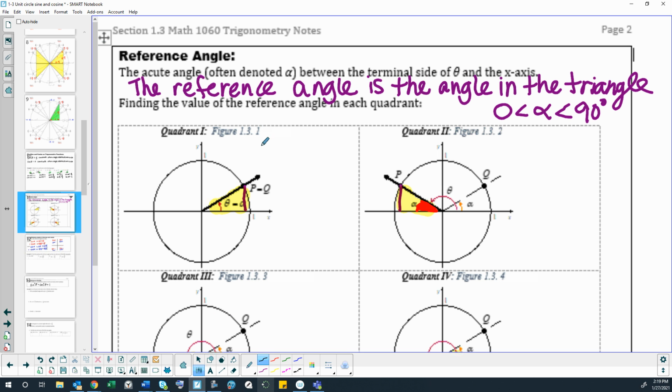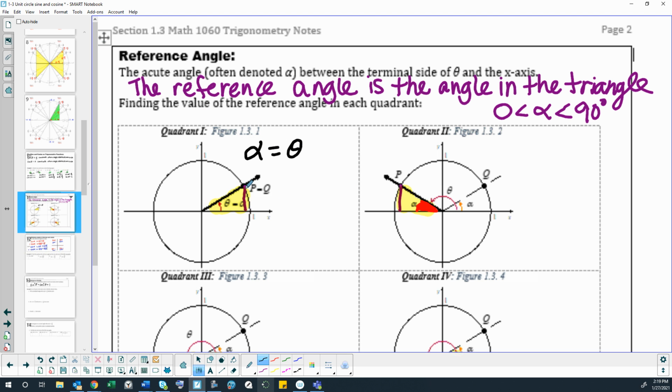Alpha is going to be the reference angle, which means it's going to be an angle between 0 and 90, because it's the angle that would be in the triangle itself that the SOHCAHTOA sine, cosine, tangent stuff is based on. So first we need to make sure we know how to find the reference angle, and it's different for each quadrant. In quadrant 1, the reference angle is literally the same as the angle itself.